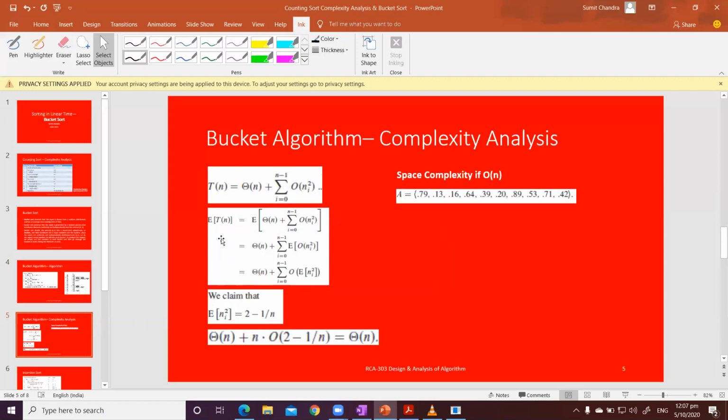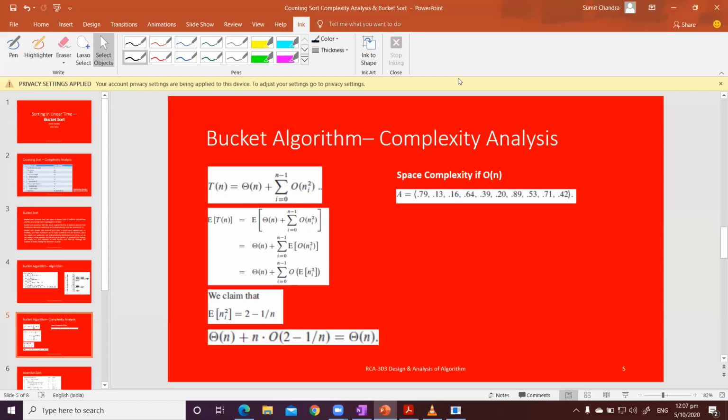Now what we do, we take expectation. E is an expectation. This is a mathematical formula. You do not need to know how it is derived. You only need to know that the value of the expectation of n_i square is 2 minus 1 by n, and this is the equation we'll get at the end. Why? Because n times we are running it, and order of n_i square means 2 minus 1 by n. So n into 2 minus 1 by n will be equal to theta of n. So this is the time complexity of bucket sort. Expectation, maybe you studied in BSc, but it is out of the scope of the syllabus.